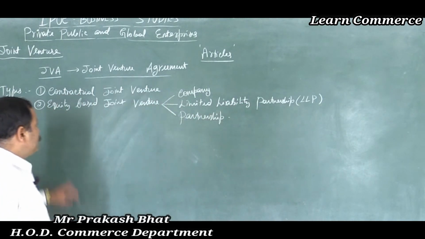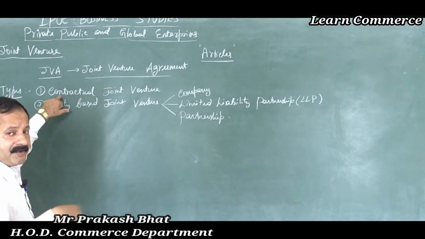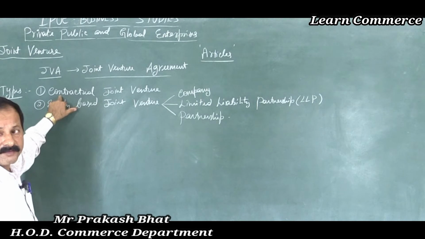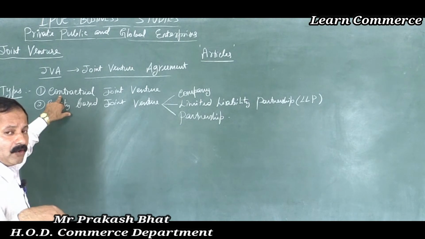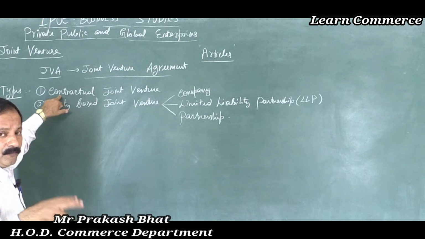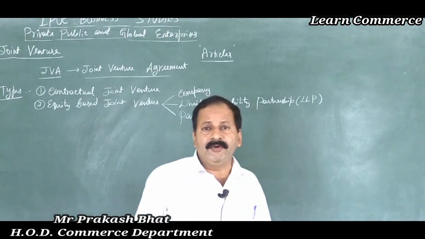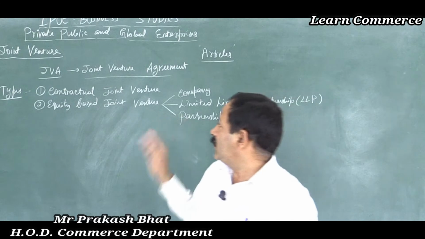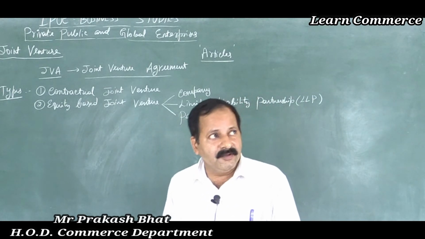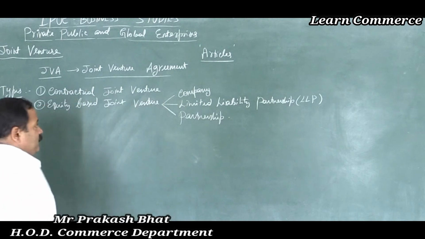And this venture gets started only because of the contract entered into between the parties. The two separate entities will make an agreement, come to a contract in writing, and then start the business without creating a separate entity. This is called contractual joint venture. Then moving on to the next one, equity based joint venture.